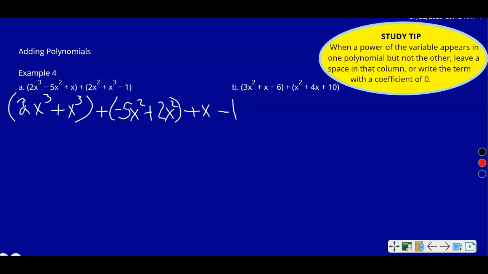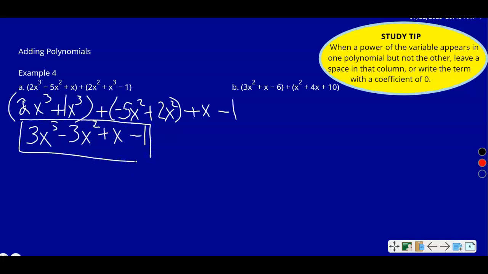All right, so we have 2x cubed plus 1x cubed. Assume that to be a 1. So 2 plus 1 is 3x cubed. And then I have negative 5 plus 2, so that would be negative 3x squared. And then plus x, and then minus 1. This would be written in standard form. So that's your two polynomials added together.